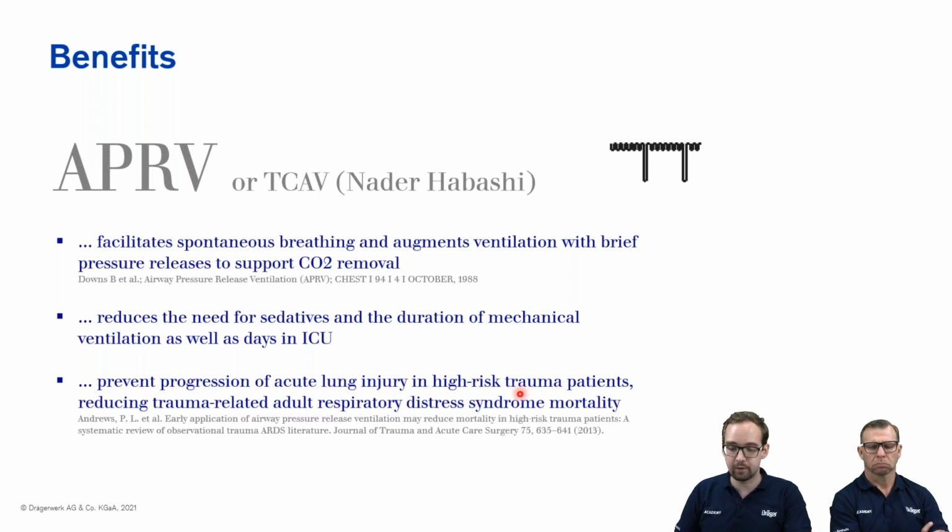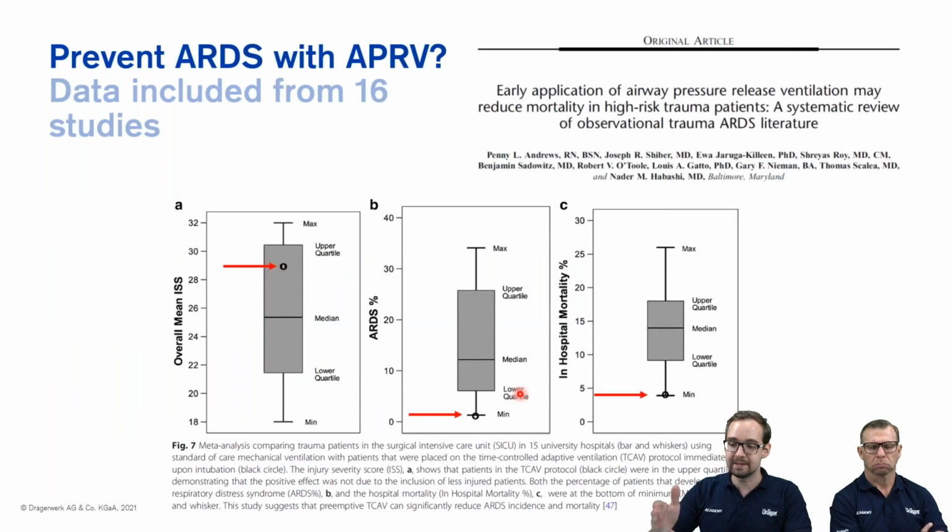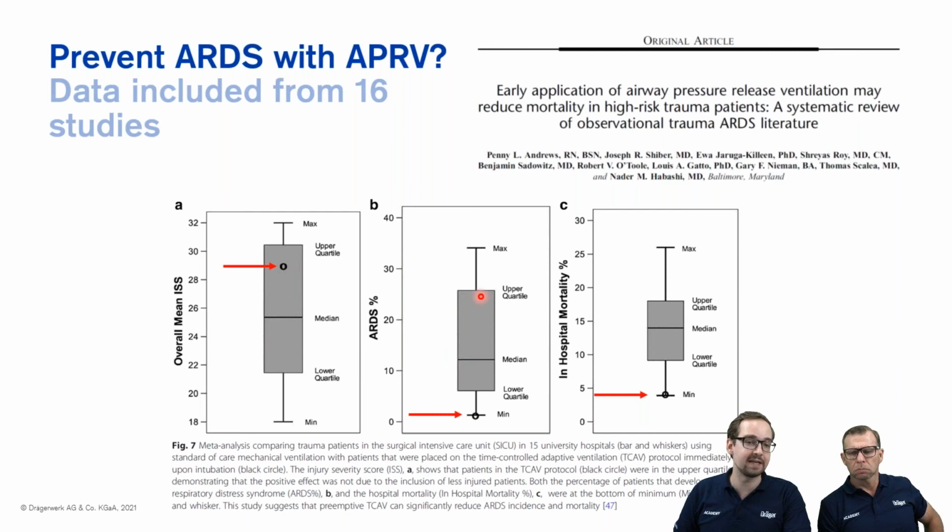So this is, of course, coming from literature. I think this right here is a very good example, which is an article, again, from Nader Habashi, which looked at data from 16 different studies, where he could show that the use of APRV might prevent ARDS.